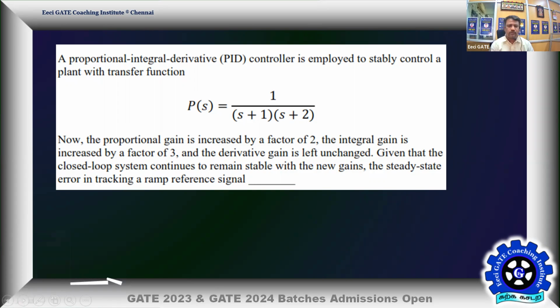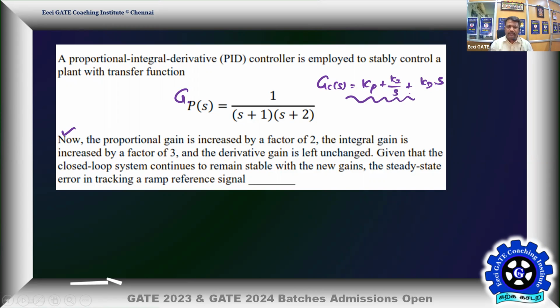It is controlled by a PID controller, so you can take the controller transfer function this way: Kp plus Ki by S plus Kd into S. This is the better version. There is another version of PID controller that won't help you, that will trouble you actually. So refer to this. That's the only tricky point of this problem. Without taking this structure, you won't understand the next statement clearly.